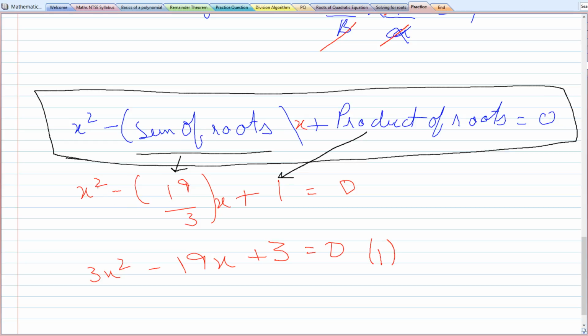We put down these values, and since it does not match any of our options, and none of our options have a fraction in them, we multiply this whole equation by 3. We get 3x square minus 19x plus 3. That is our option 1. Is it clear now, Rishu?